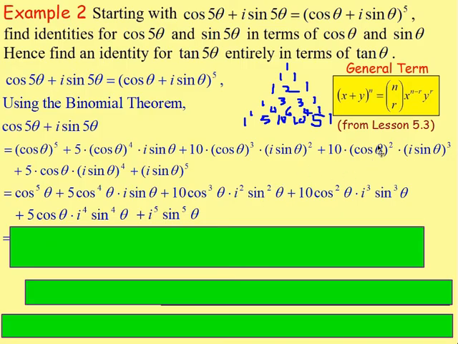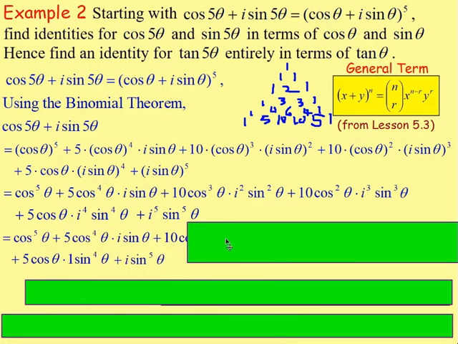We've got the 10, we're squaring this cos theta. We've got i to the power of 3. We've got the sine theta again to the power of 3. This part, we've got the 5, we've got the cos, we've got i to the power of 4 and the sine to the power of 4. We've got the i to the power of 5 and the sine theta to the power of 5.